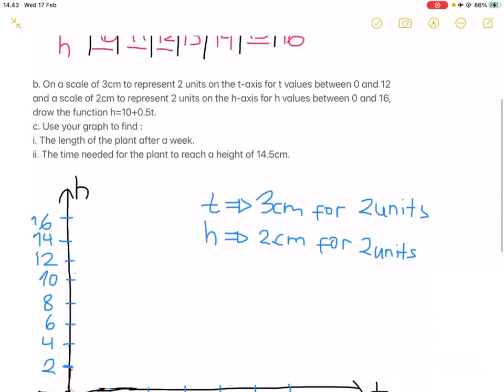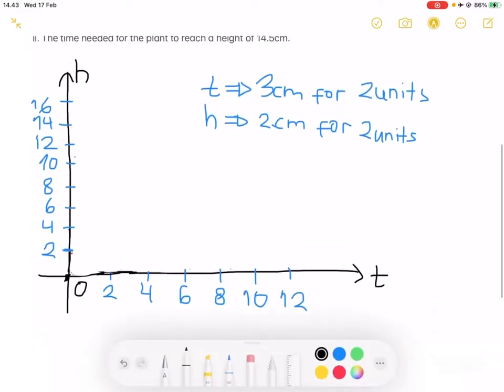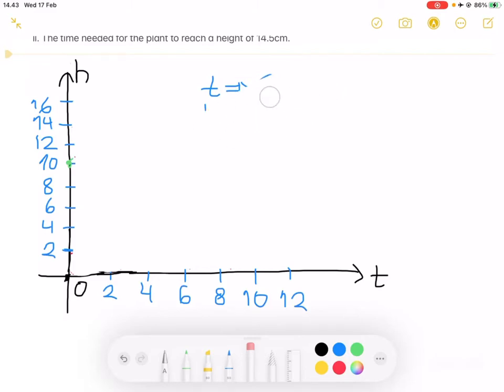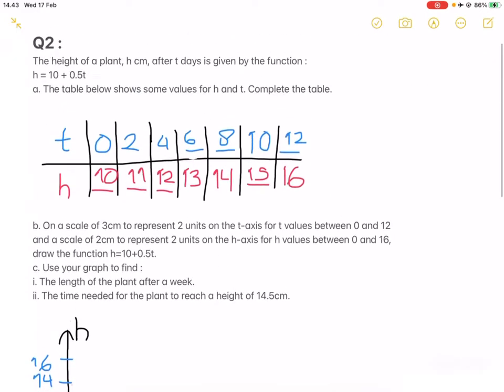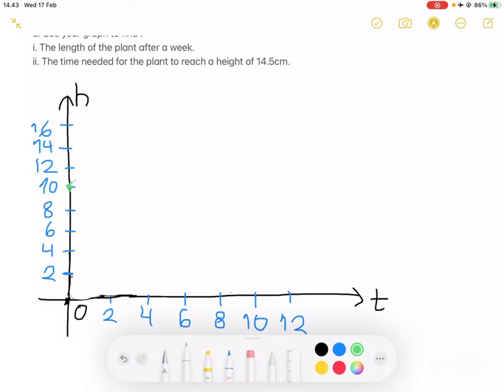So let's just plot the first point as t equals 0, h equals 10. So that point is right here. And then we just erase this scale since we don't really use it. And the next point is t equals 2, h equals 11. H equals 11 is halfway between 10 and 12, so it's somewhere right here. 2 is right here. This point is somewhere right here.